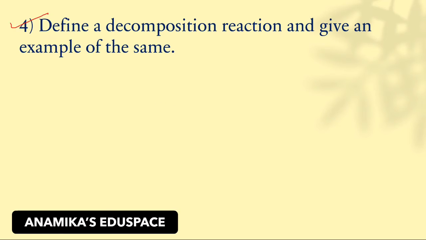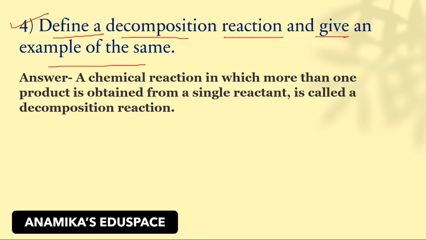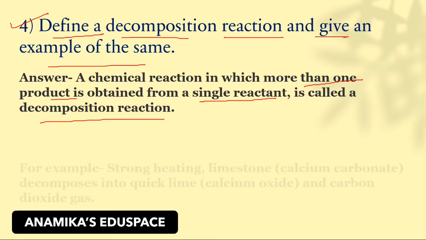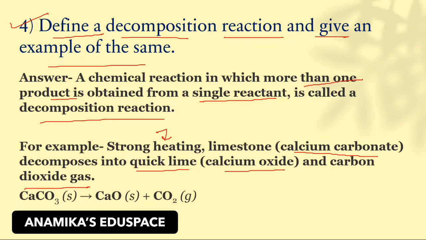Question number 4. Define a decomposition reaction and give an example of the same. Answer. A chemical reaction in which more than one product is obtained from a single reactant. It is known as decomposition reaction. Now let us see an example. For example, strong heating of the limestone calcium carbonate, okay, decomposes into quicklime, that is calcium oxide, and carbon dioxide gas. So let us see the example.